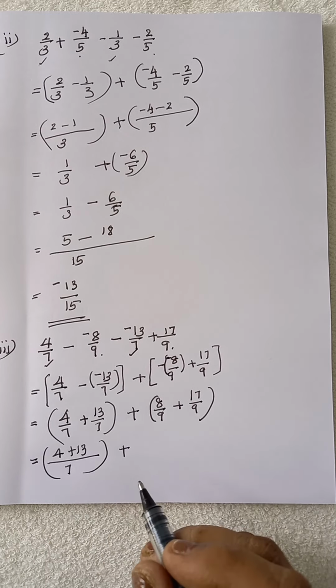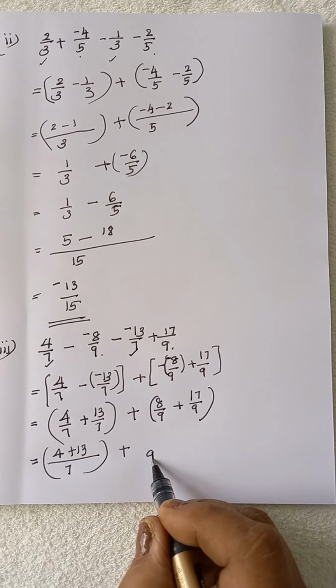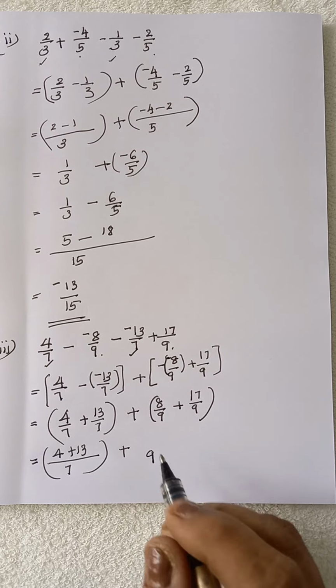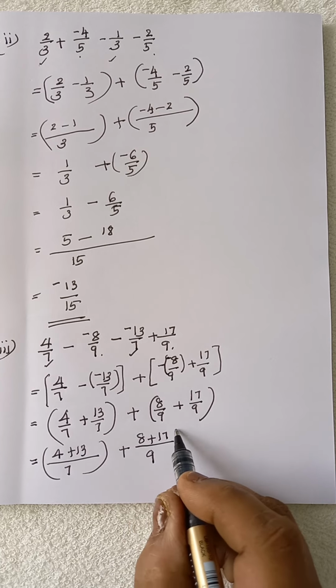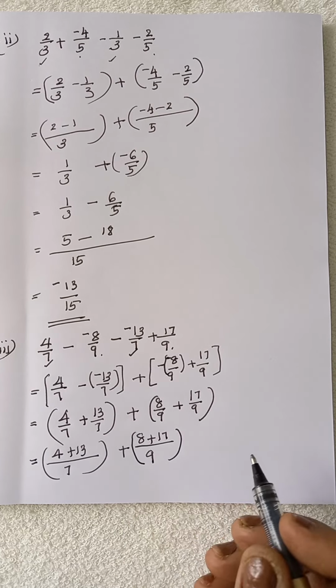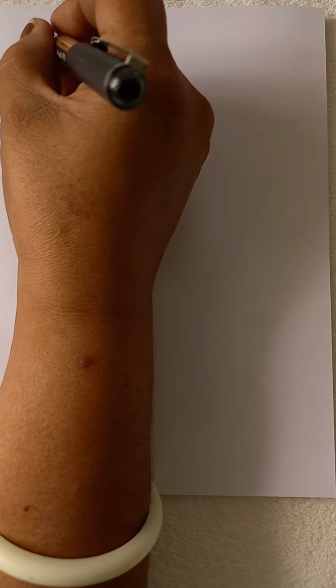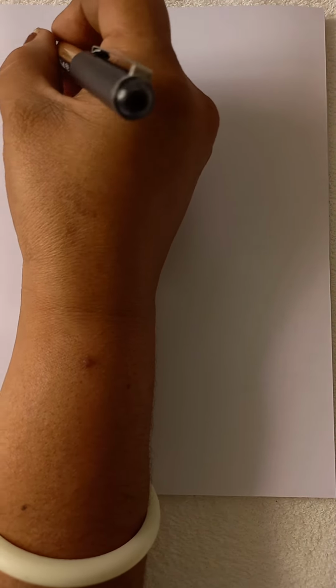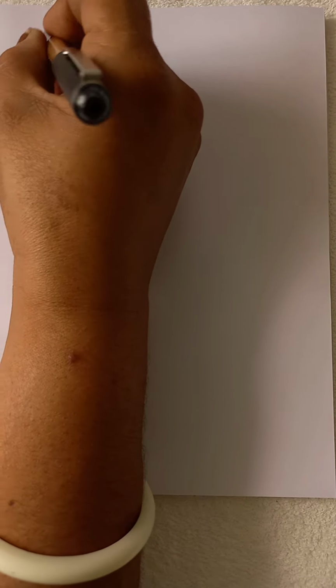Then that plus 9 is the denominator here. Then 8 plus 17. The next page. So that is equal to 7 is the common denominator in the first case. Now 4 plus 13 is 17.